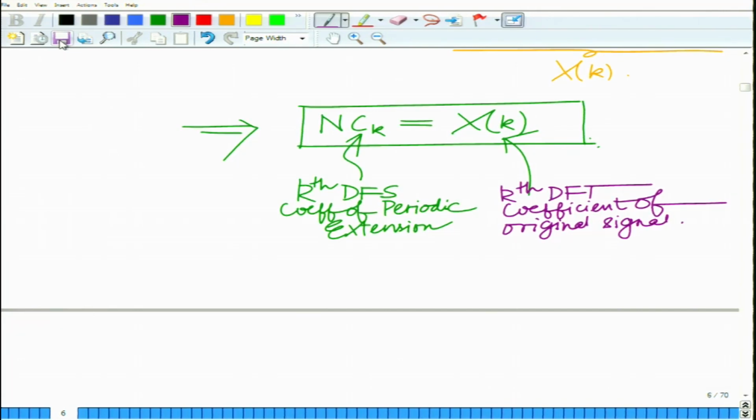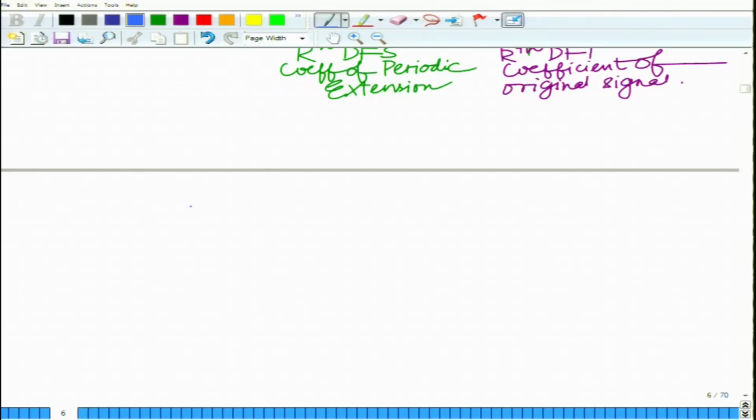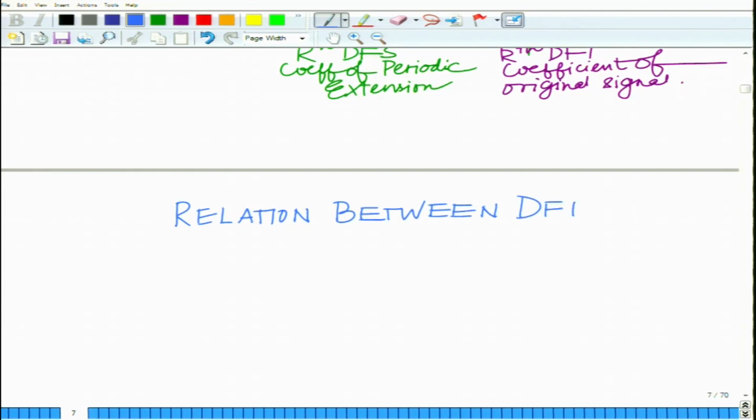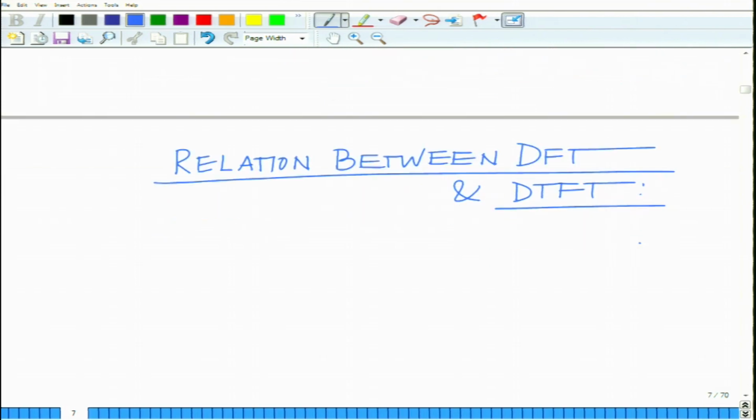The other thing that you can see is the relation between the DFT and the DTFT, that is, the relation between the discrete Fourier transform and the discrete time Fourier transform, and that is also fairly simple. So, the next thing we want to see is the relation between the DFT and DTFT. Now consider a signal x n for 0 less than or equal to n less than or equal to N minus 1 and 0 otherwise.